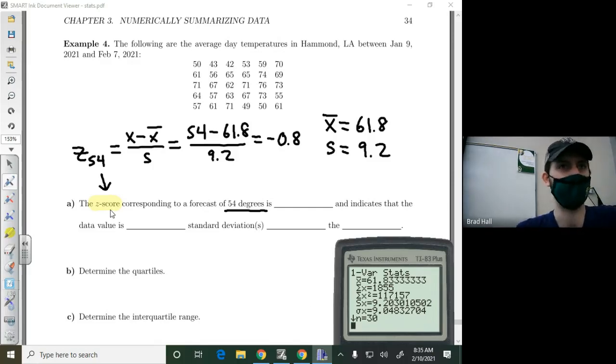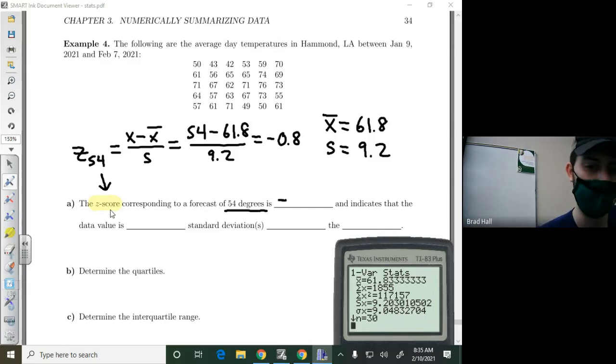So we get a negative z-score. Can we even get a negative z-score? We can. Negative 0.8. We can have a negative z-score.